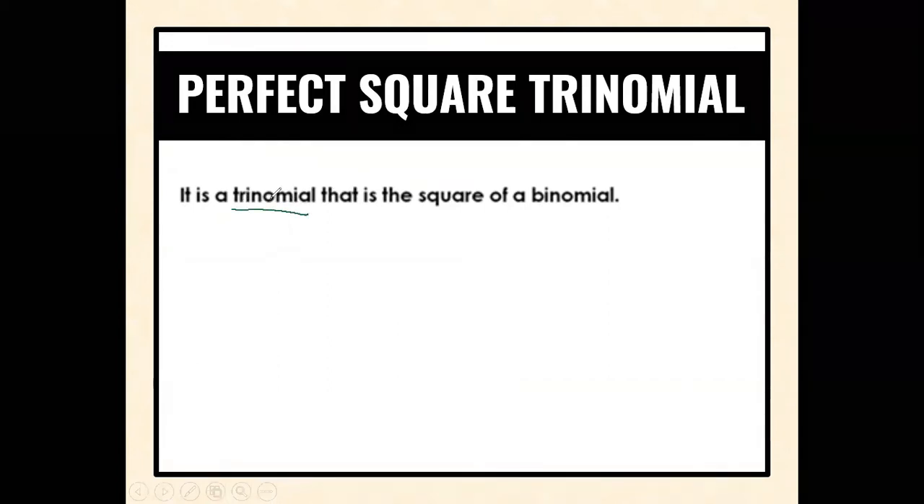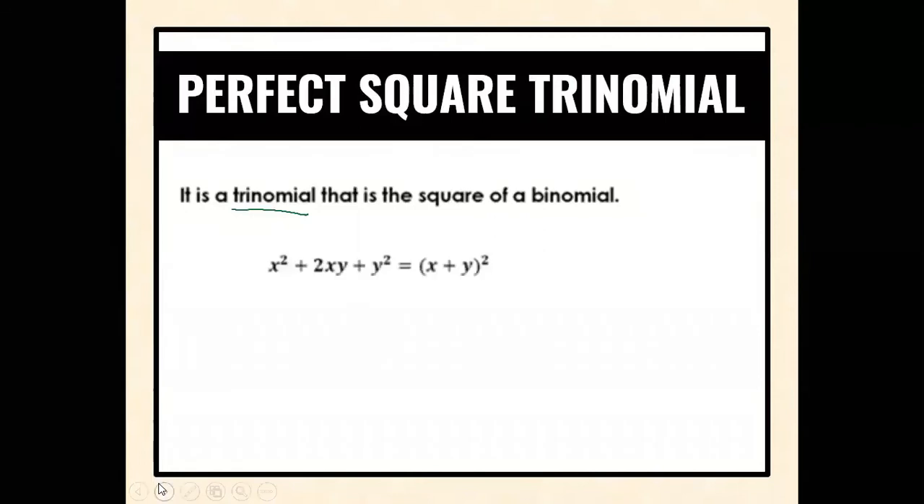So there are only two conditions that you must remember. First is that the first term and the last term of that trinomial should be perfect squares, and it should also be positive. And the second condition is that the middle term of your trinomial should be twice the product of the squared terms. So for example, we have here x squared plus 2xy plus y squared equals (x plus y) squared.